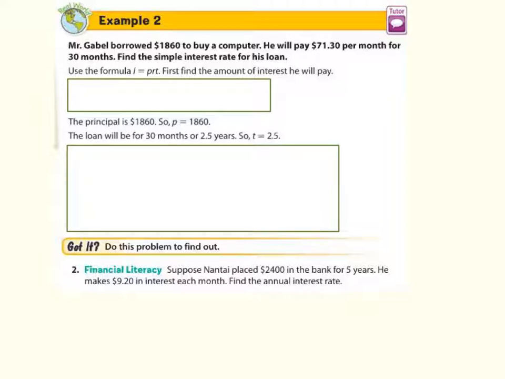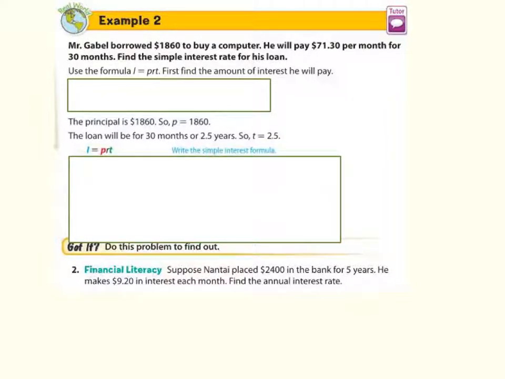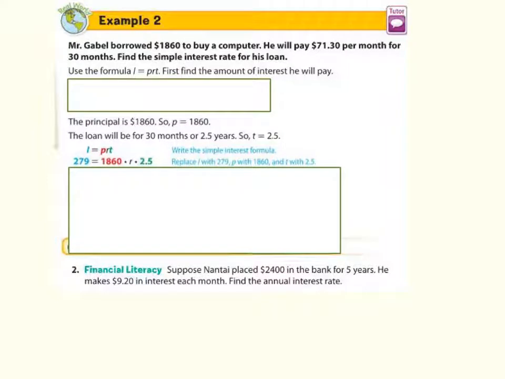All right, and then here's what I told you to look out for, the 30 months. It's not represented in years, so you actually have to convert it into years, which is 2.5 years. So T is going to equal 2.5, not 30. Now, write down the formula, I equals P times R times T. This time, I is what we know. We found that before, so put 279 in that place. So that equals $1,860, which is what he started off with. We need to find R, so leave R alone, and then substitute 2.5 in place of T.